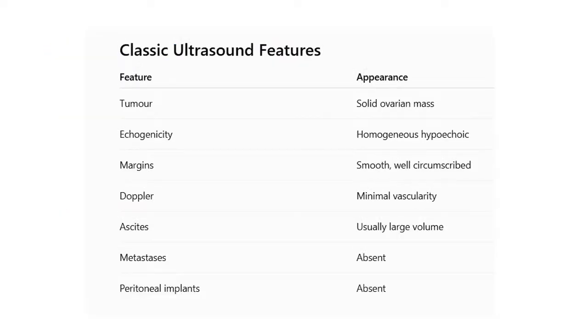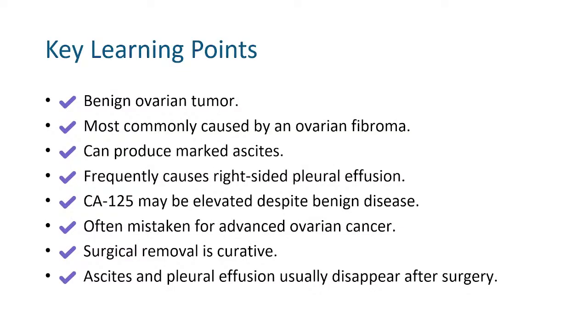So the classic ultrasound appearance: the tumor, solid ovarian mass, the echogenicity homogeneously hypoechoic, margins smooth, well circumscribed, minimal vascularity, ascites usually large volume, metastasis absent, peritoneal implants absent. So those are the clinical ultrasound features of Meigs' disease. Those are the things that you'll be looking at when you're doing your ultrasound to exclude Meigs' disease.